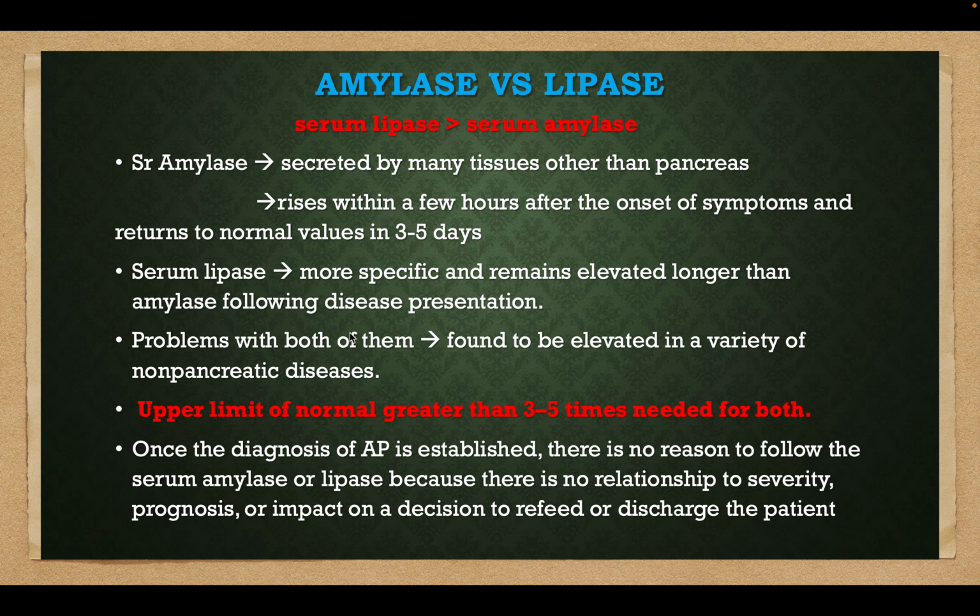As I said, they can be elevated in a variety of non-pancreatic diseases, and to call it a significant rise, it needs to be greater than 3 to 5 times the upper limit of normal. Once the diagnosis of acute pancreatitis is established, there is no reason to follow the serum amylase and lipase, because as I said, they don't have any impact on the severity or the diagnostic approach, but they will definitely have some bearing on the prognosis.